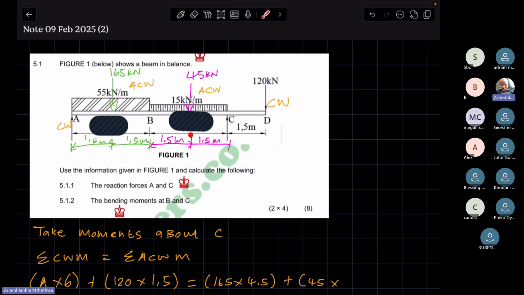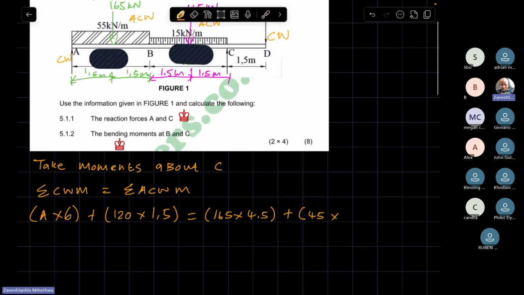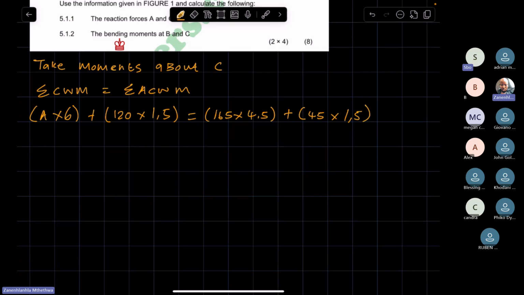Right, so the 45, seeing that this is the weight of the UDL, means this is where it is acting. And from here to there is a distance of 1,5.